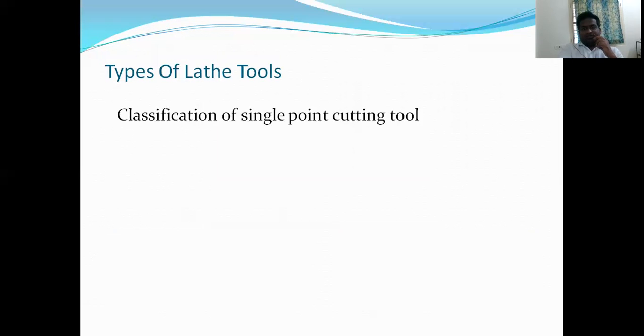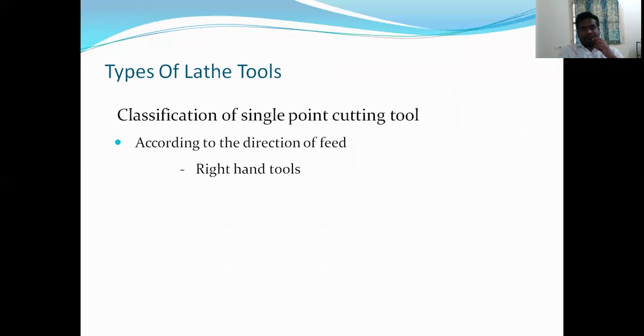Types of lathe tools. We are having different types of single point cutting tools. According to the direction of feed, we are having different types of single point cutting tools. Those are right hand tools and left hand tools.